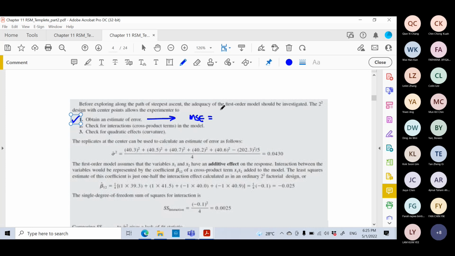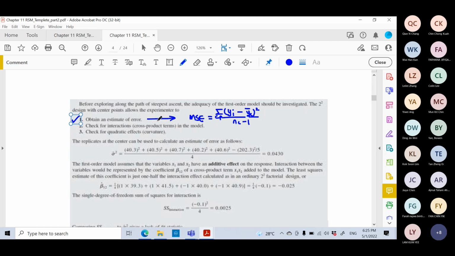MSE will equal the sum over all the observations, the yi minus the mean of the center points, squared, divided by NC minus 1. If you still remember, this one is only summed over the center points only. You use the observation minus the mean of the center point, squared, divided by NC minus 1, then you can estimate your MSE. I discussed this with you when we went through the quadratic effect. This one is the first thing.